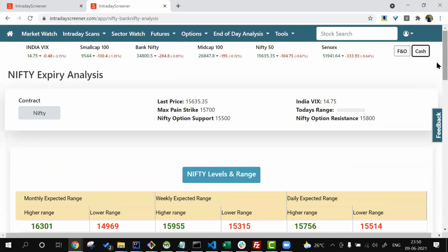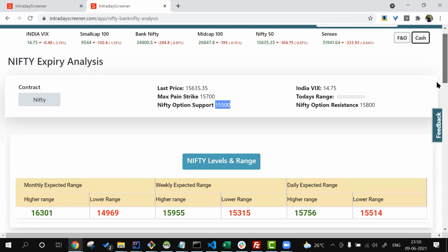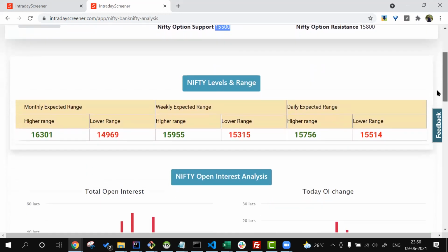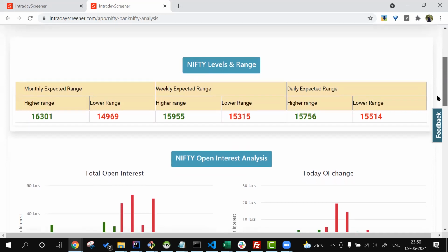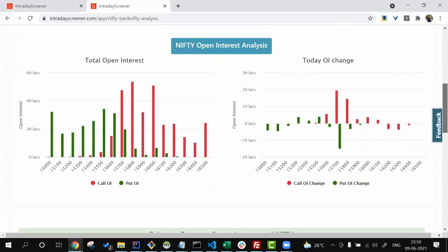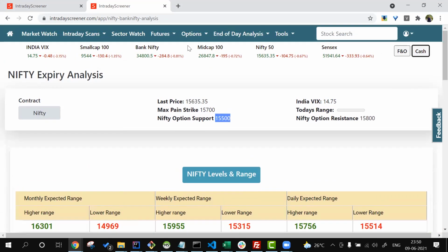Similarly, Nifty analysis: if you want to trade especially Nifty, you can see all the details of Nifty. You can see the price, the VIX, the max pain, the option support, the option resistance. You can see that 15800 is the Nifty option resistance and 15500 is the support. So this will give you the range of Nifty by option data. Also, Nifty levels and range as per VIX data are given. Weekly range for 7 days, for 1 day, for a month, let's say 30 days, all those expected ranges are given. Again, open interest and futures, everything about Nifty is in one place, so you can use it.